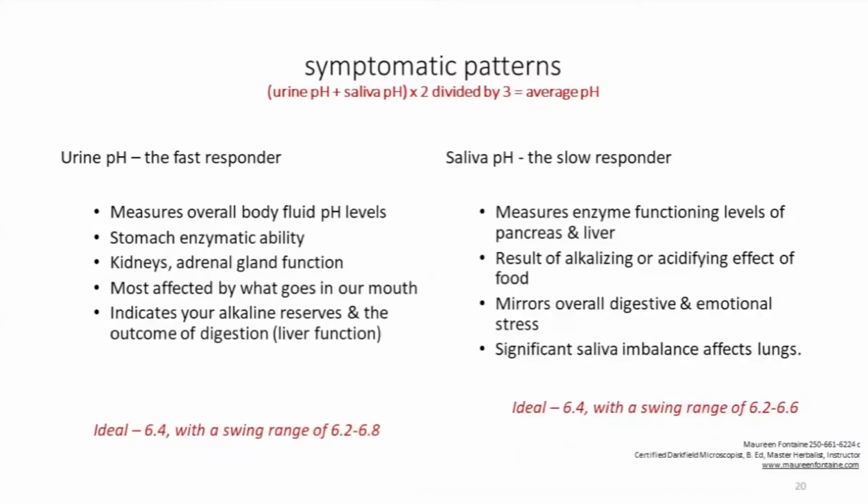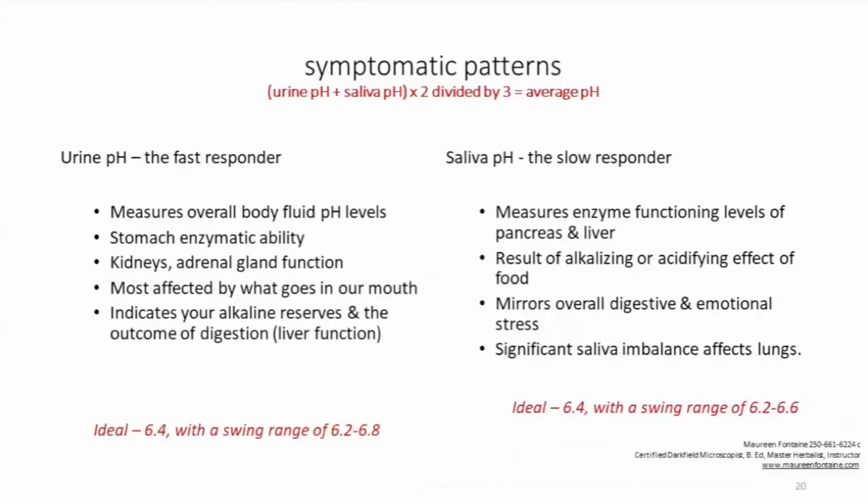So let's look at symptomatic patterns. Again, there's that equation that I gave you before. So urine pH plus saliva pH times 2 divided by 3 equals your average pH, or the leaning, the tendency. So urine is the fast responder and saliva is the slow responder. So let's talk about urine pH.